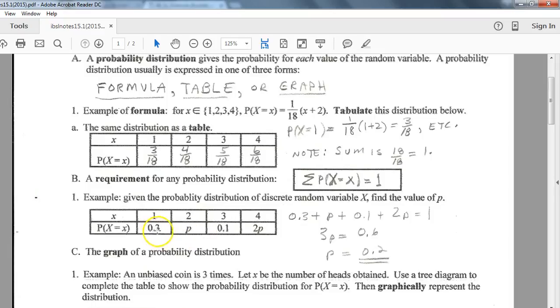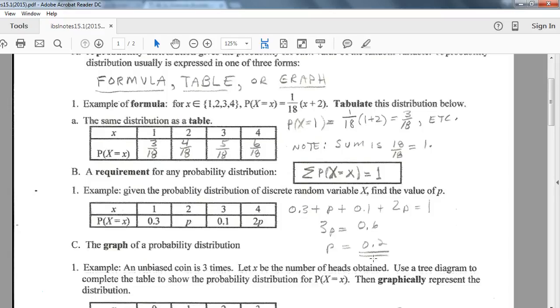So if I said 0.3 plus p plus 0.1 plus 2p equals 1, so that's what you're seeing in this setup. Really simple. We can solve for p. And then if we needed to, we could now sub that back in to answer some questions if they asked us to. But anyway, that's the way you would solve for p in a case like this.